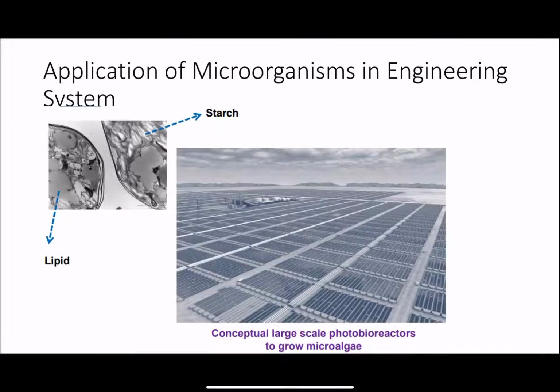Application of microorganisms in engineering systems is done, for example, in one of these countries, where they use a large-scale photobioreactor to grow microalgae. They use microalgae to treat the water. Okay, so they could add starch and lipid to make sure that they are growing microalgae.